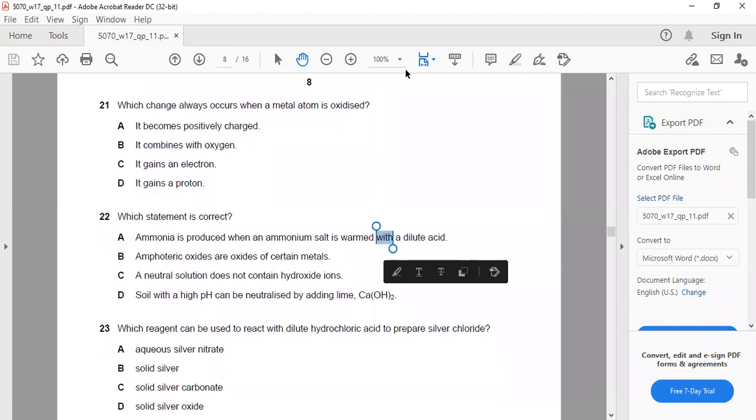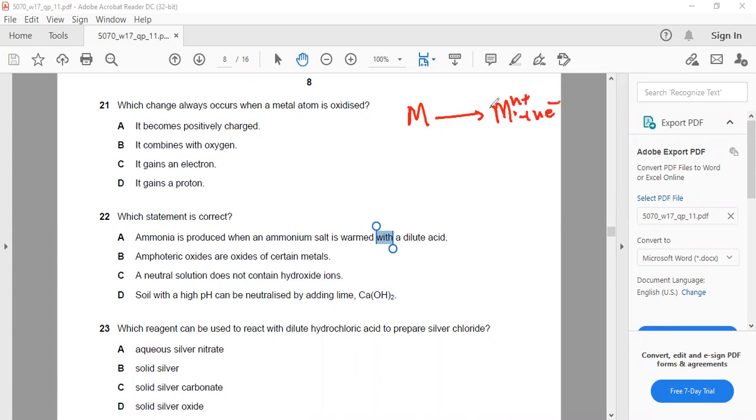Achha, 21. Which change always occurs when a metal atom is oxidized? Metal atom is oxidized means the plus charge increases. Positively charged. This was easier.